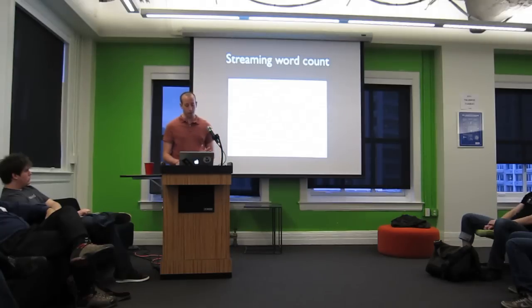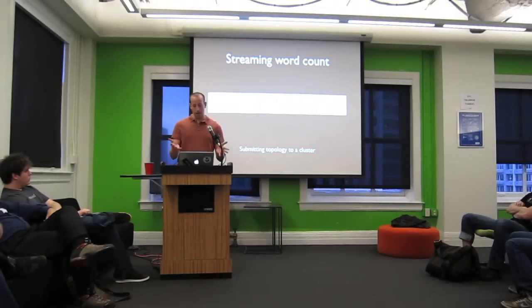Okay, here's the implementation of word count. The way this works, it keeps the state of the word count in an in-memory hash map. I just did this for simplicity. You could use a database if you wanted. But every time it receives a word, it updates the count in that map and then emits the new word count, and that's it.